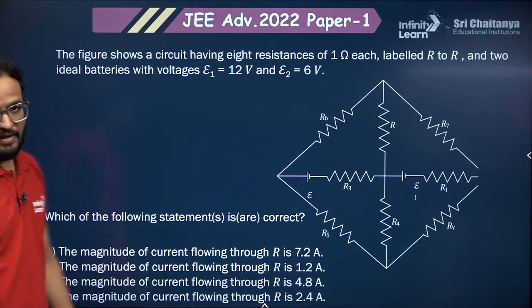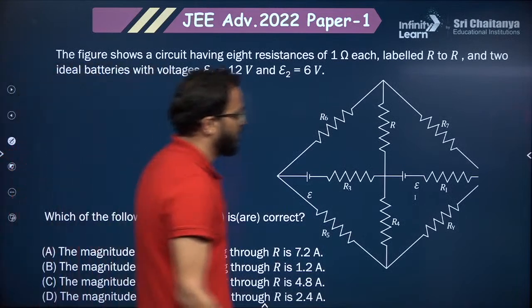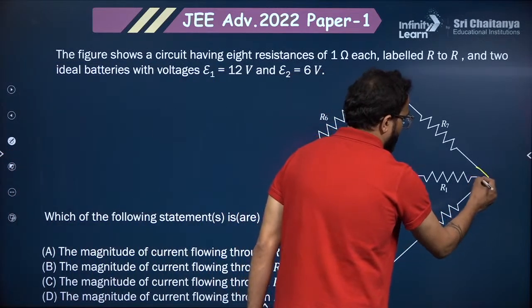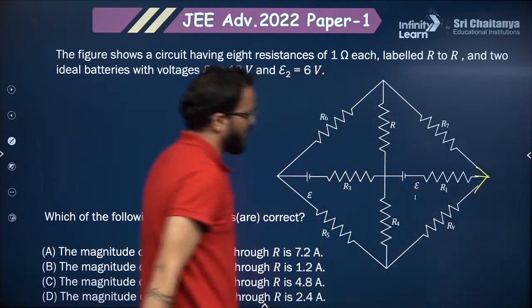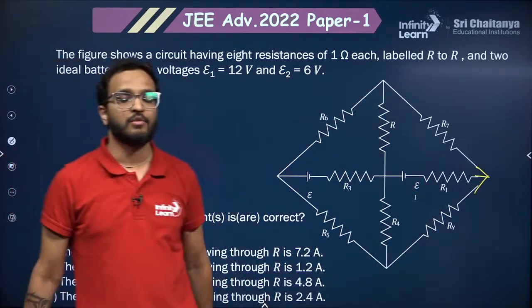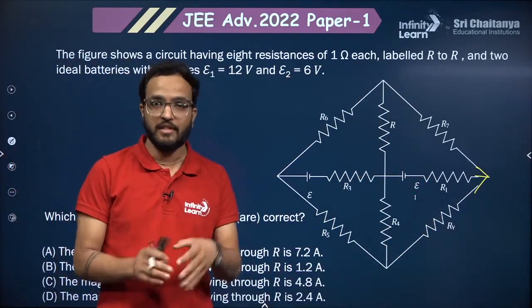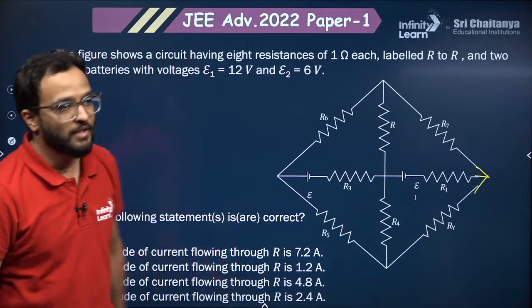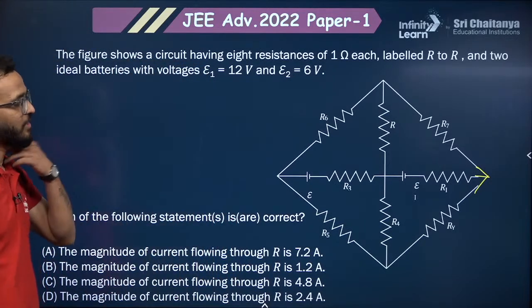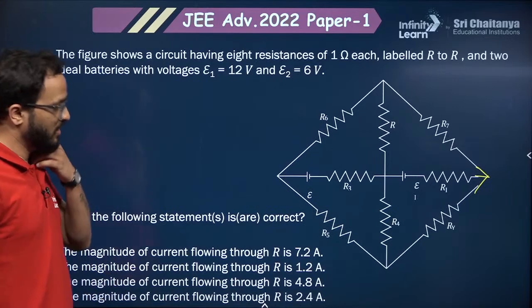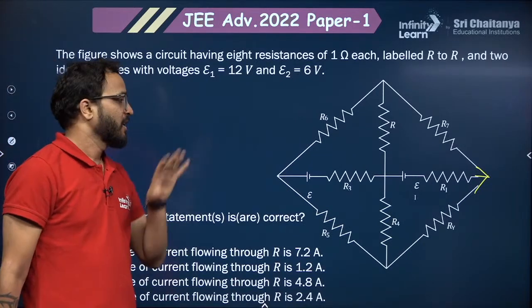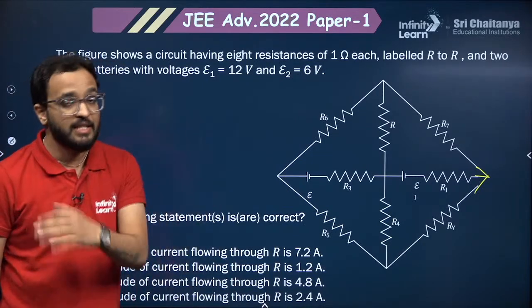Now this is a very interesting question, and for a long time we were expecting that since Advanced has not given any circuit question, it will not give a circuit question this year as well, but they have given. So they have broken that trend, and this year they have given a question on circuit. Now let's talk about this. This is a very easy question but a lengthy question, easy but lengthy.